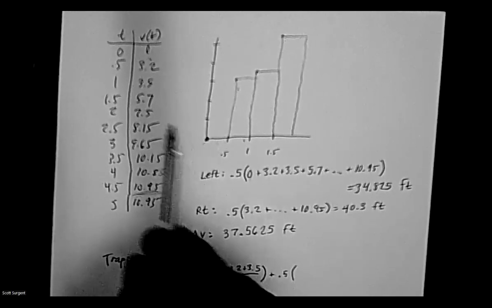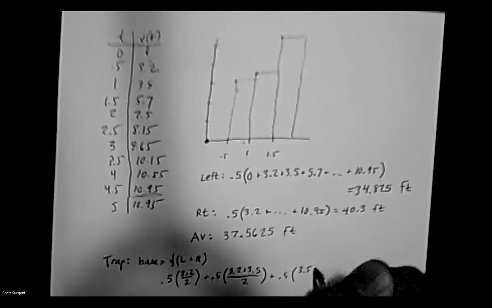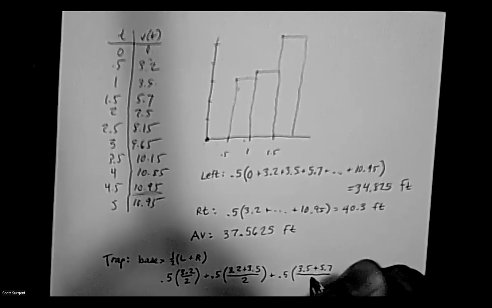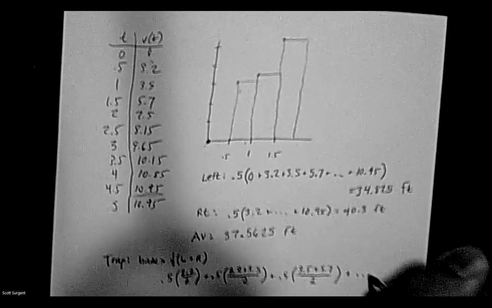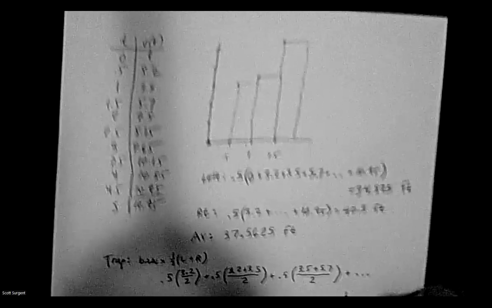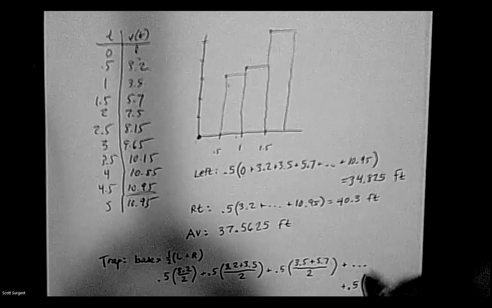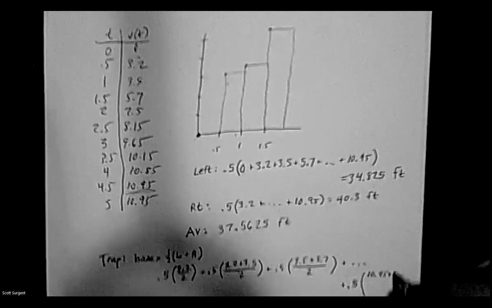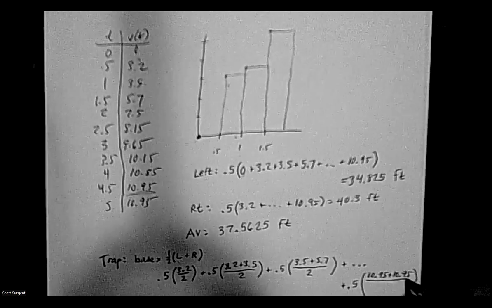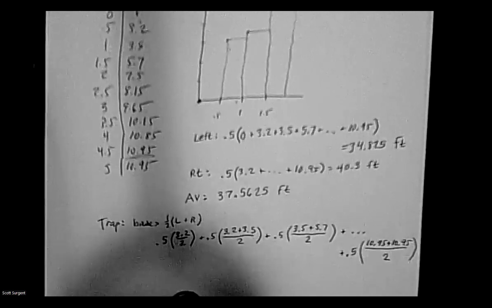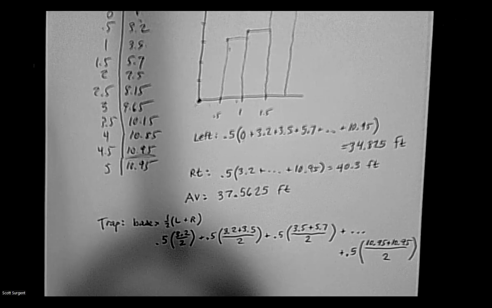For the third one, it'd be the average of 3.5 and 5.7. And you go all the way up to the end. For the last one, it would be the average of these last two, which is actually going to be 10.95. Now there are ways to shorten the load here. I mean, you can just pull out the 0.5 and you recognize that like 3.5 over 2 and 3.5 over 2 just make 3.5. So the arithmetic is not as daunting.